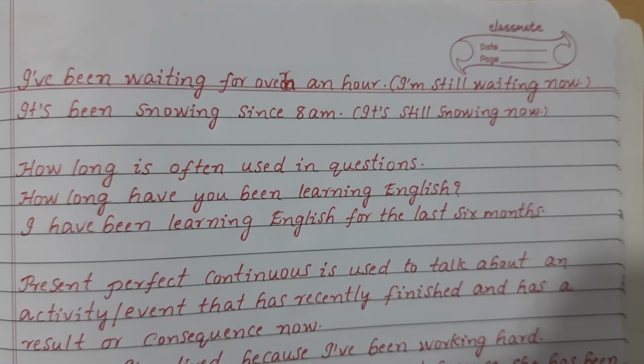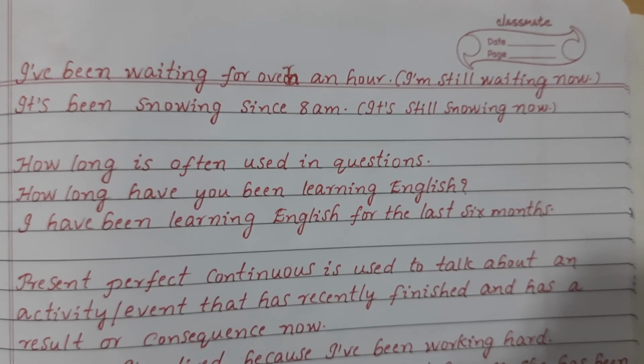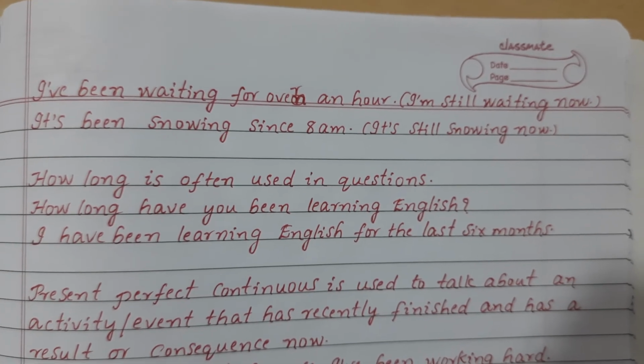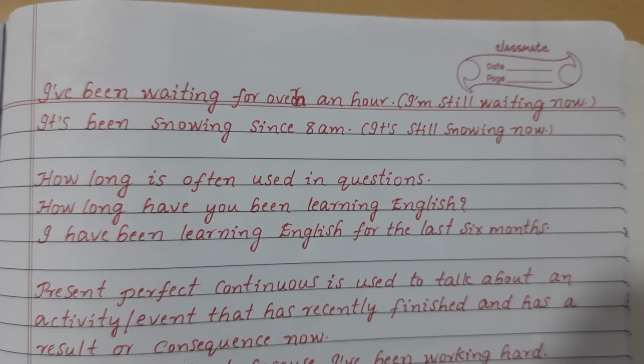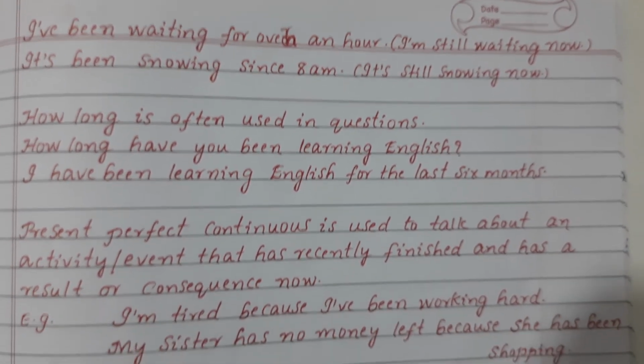It's been snowing since 8 a.m. It's still snowing. I've is the contraction form for I have. So I've been means I have been. It's been means it has been.